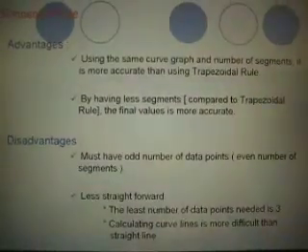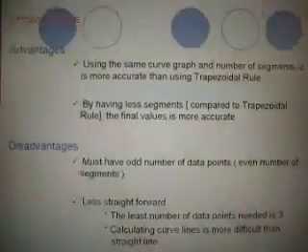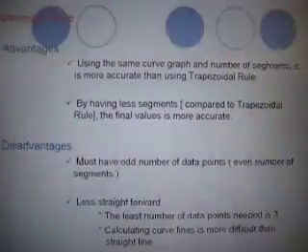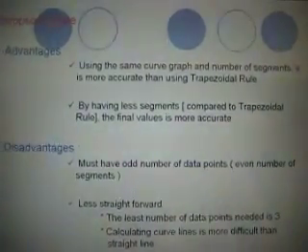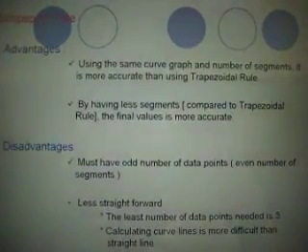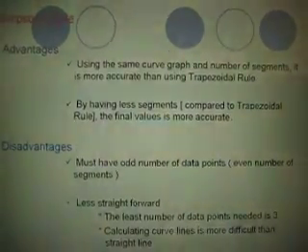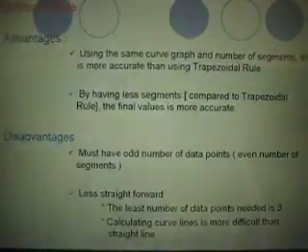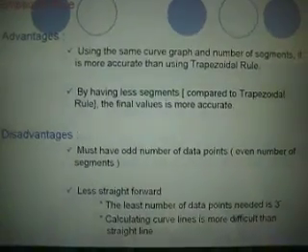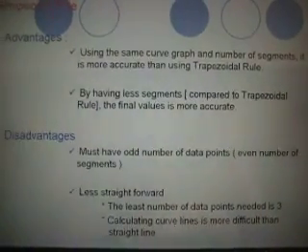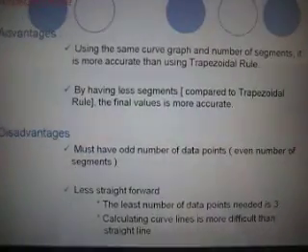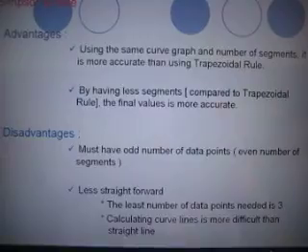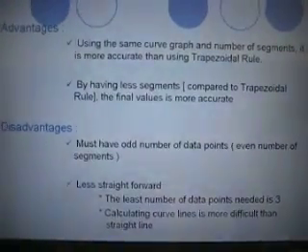As for Simpson's rule, the advantage is that using the same curve graph and number of segments, it is more accurate than the trapezoid rule. By using fewer segments compared to the trapezoid rule, the final value is more accurate. The disadvantage is that it must have an odd number of data points, which means an even number of segments, and it is less straightforward. The least number of data points needed is 3. Calculating curved lines is more difficult than straight lines.